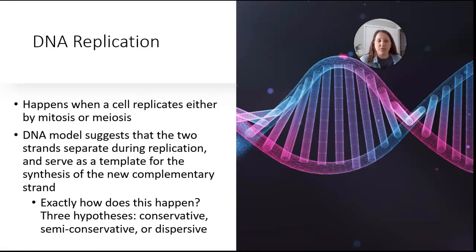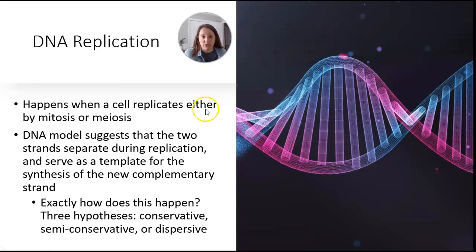Okay, so first off, when does DNA replication happen? So we learned way back in chapters 10 and 11 about mitosis and meiosis. And we said before either of them can happen, in S phase of interphase, all of the genetic material, the DNA, has to be copied. And so that's when DNA replication happens, before a cell is going to divide by either mitosis or meiosis. Okay, so that's the when. Now the question is how.